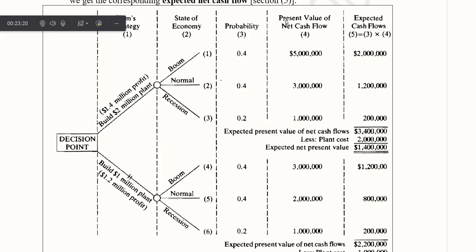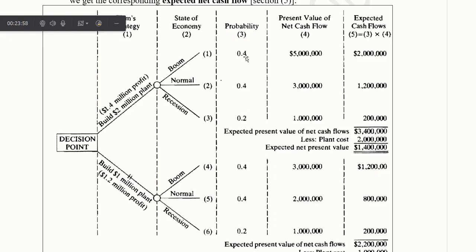So we have the present value of net cash flow that we can calculate here. It is 5 million, and then we have 3 million, and then we have 1 million. These are the present values of the net cash flow. We know about the present value when we do the discounting, and we know that net cash flow is about the difference of the returns and the costs. So these are the final values after taking the difference and doing the discounting. So these are the three outcomes in these three scenarios of the economy.